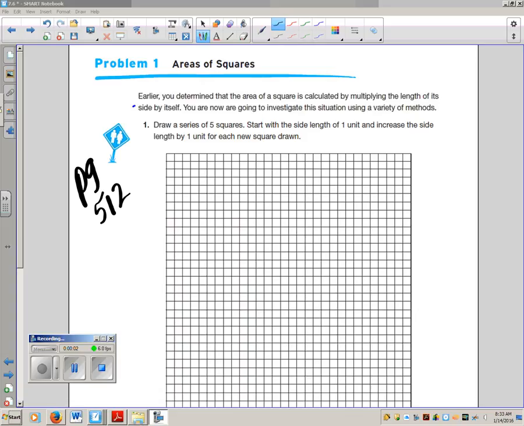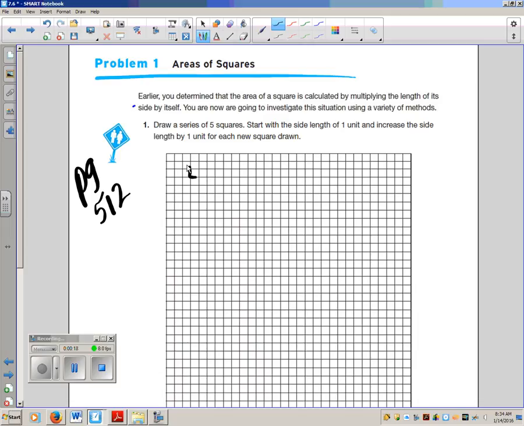We're on page 512, section 7.6, last one of the chapter. Problem 1. We're going to draw a series of 5 squares, start with a side length of 1 unit, and they're going to increase the length by 1 unit for each new square.